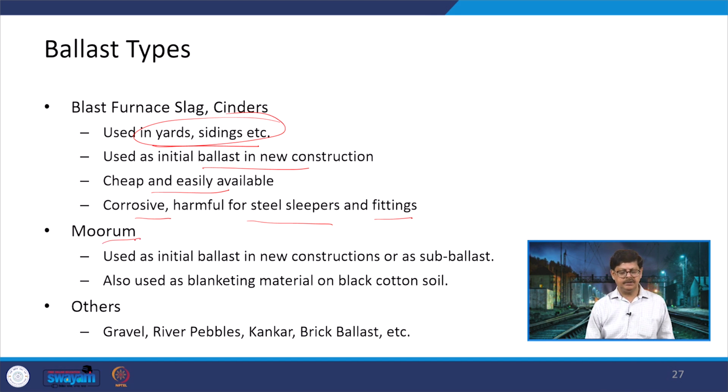Muram can be a possibility, but again this is initial ballast. In new constructions it can be used as sub ballast, but then it will be replaced by a better material later. It is also used as a blanketing material on black cotton soil. That means we are talking about the formation, and if the formation has a problem, then at the top of the formation we put the muram, and only then we go for the cushion of the aggregate and the rest of the construction. There are other possibilities also. It can be gravel, river pebbles, conker, brick ballast, etc.